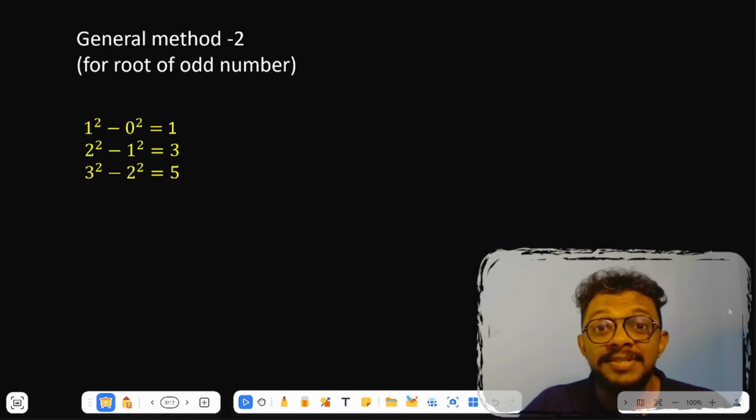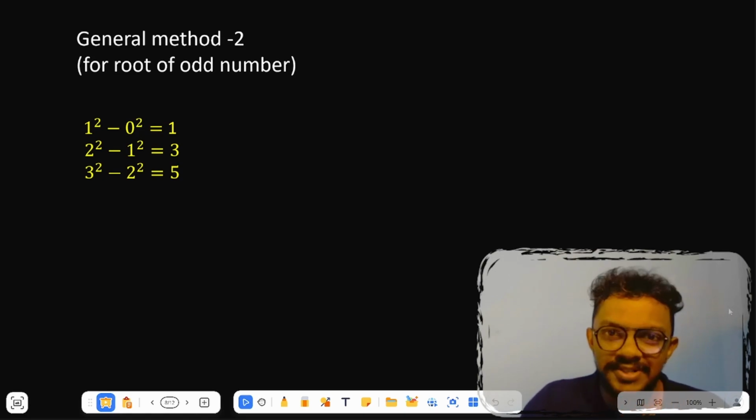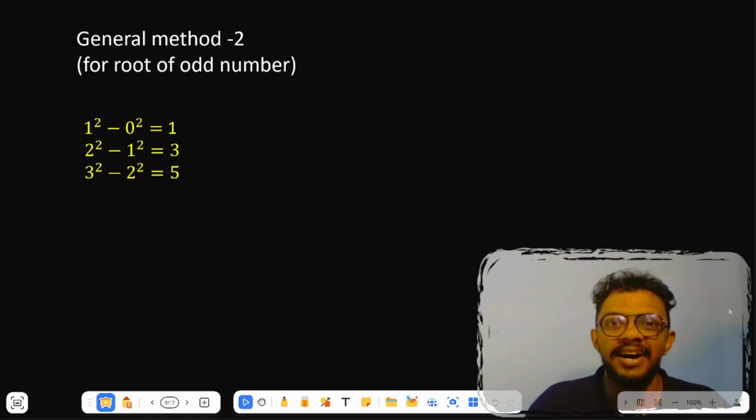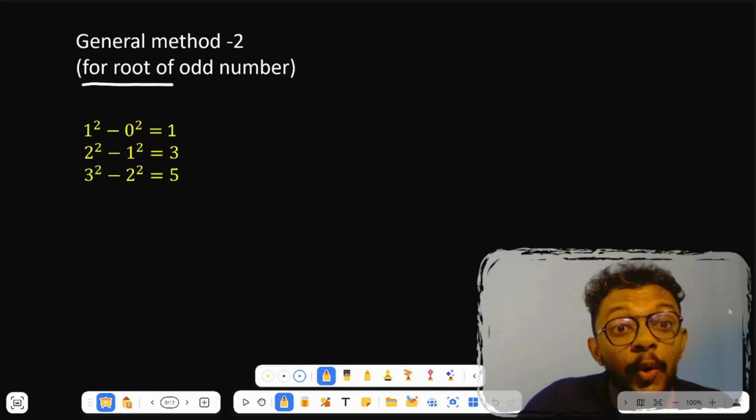Welcome back, my students. We were discussing how to represent irrational numbers on the number line: how to represent root 2, root 3, root 5, root 6, root 7, etc. We already learned one general method. We have another general method, for the root of an odd number.